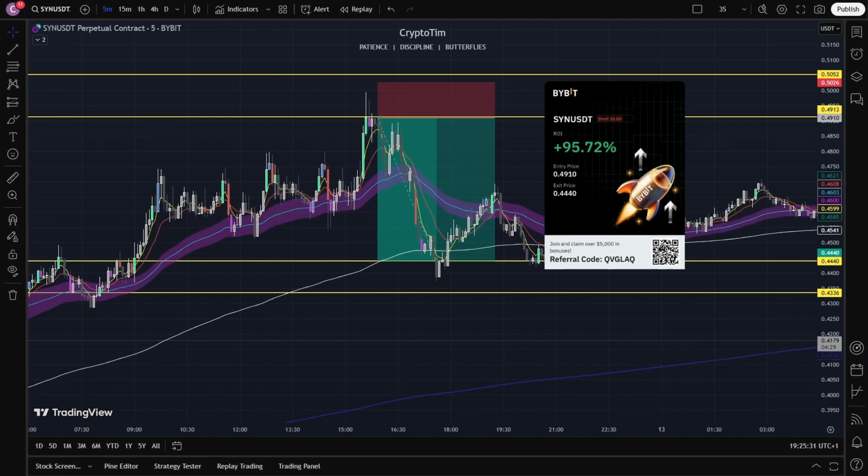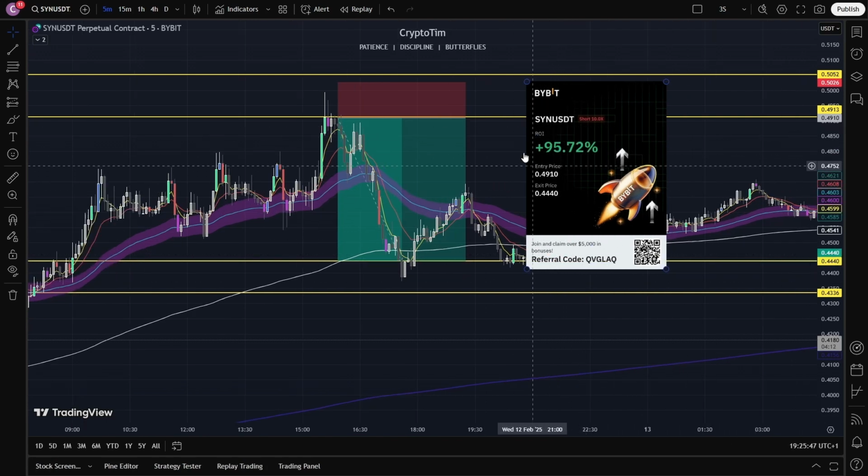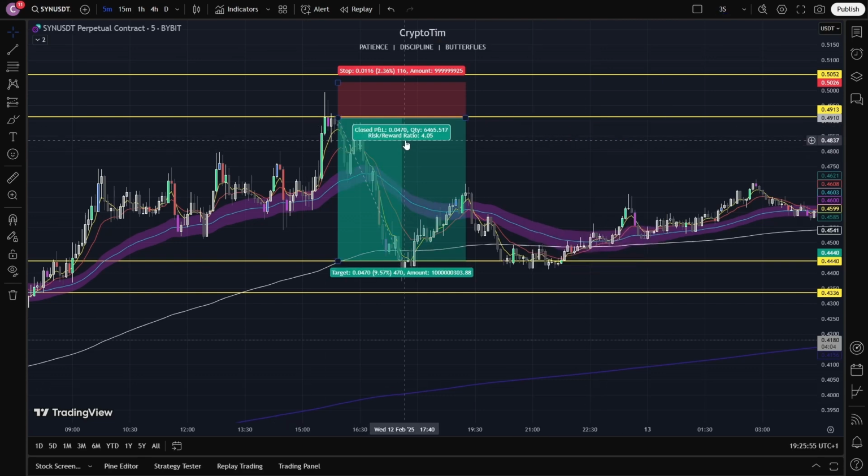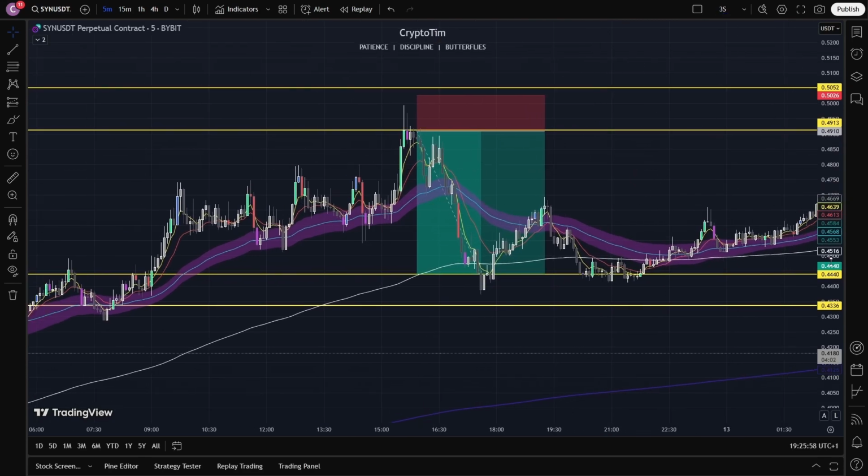Alright, so now let's have a quick look at this trade in hindsight. First of all, the screenshot of the trade. So my entry at 0.4910, TP at 0.444, resulting in a 95.72% ROI trade on 10x leverage. Most importantly for us, it's a 4R setup.